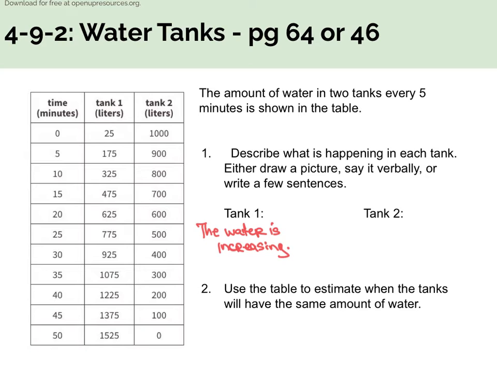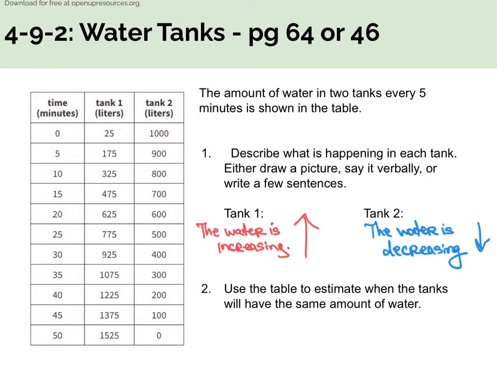All right, let's look at tank 2. It starts at 1,000, goes to 900, goes to 800, goes to 700, goes to 600. What's going on with this tank? Tank 2, the water is decreasing or going down. So this one's going down, while the other one is going up.